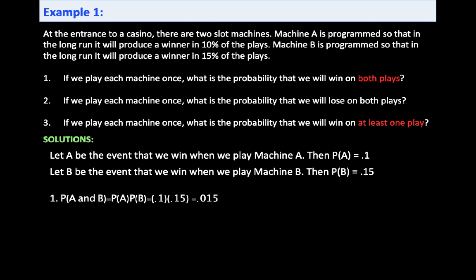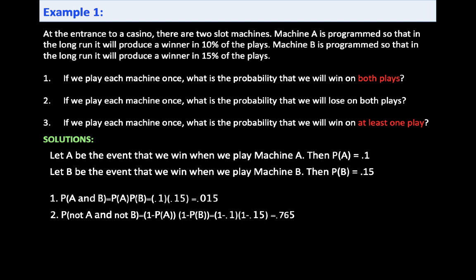If we play each machine once, what is the probability that we will lose on both plays? Alright. So what does that mean? It means probability of not A and not B. Why? A is the winner. A is the event that we win when we play machine A. Therefore, lose means not A. But both lose, it means not A and not B. Then probability of not A and not B.